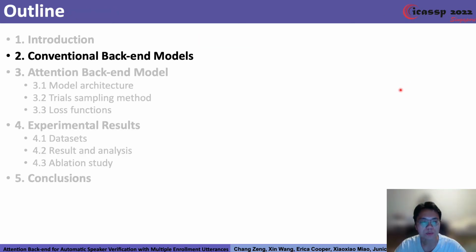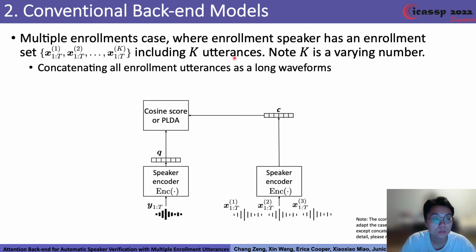Next, I'm going to simply introduce the conventional backend models. Let's say the multiple enrollment case. Suppose an enrolled speaker has k utterances. Note k is a varied number. We can concatenate all utterances, like this figure shows, as a long utterance. Under this operation, the multiple enrollment case is switched to the single enrollment case.